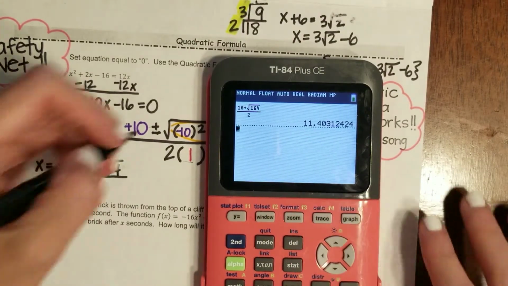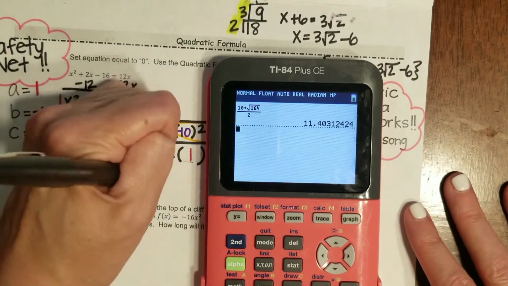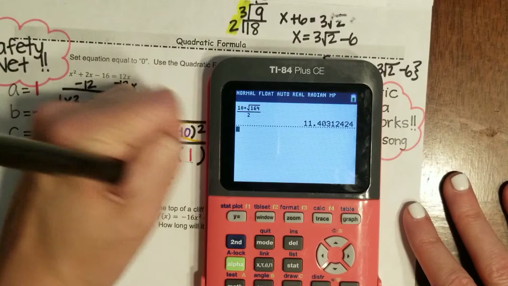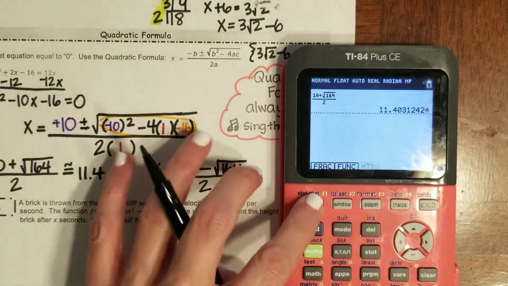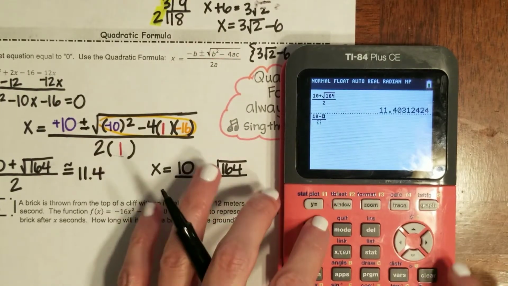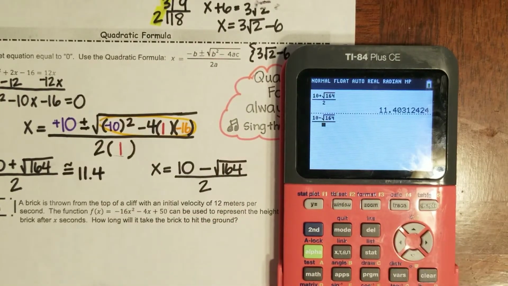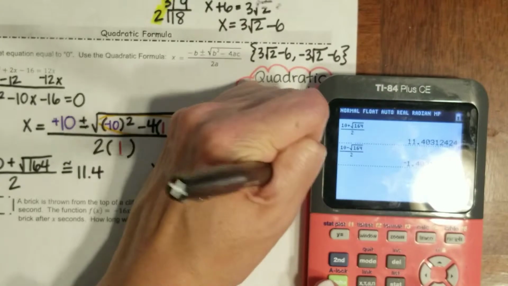Is about, so I'm going to use that little squiggly line above the equals because I'm going to round. It's about 11.4. And I'm going to do the same thing. I'm going to type in alpha y equals inner, and I'm going to do 10 minus the square root of 164, all divided by 2. And that is going to be equal to approximately negative 1.4.